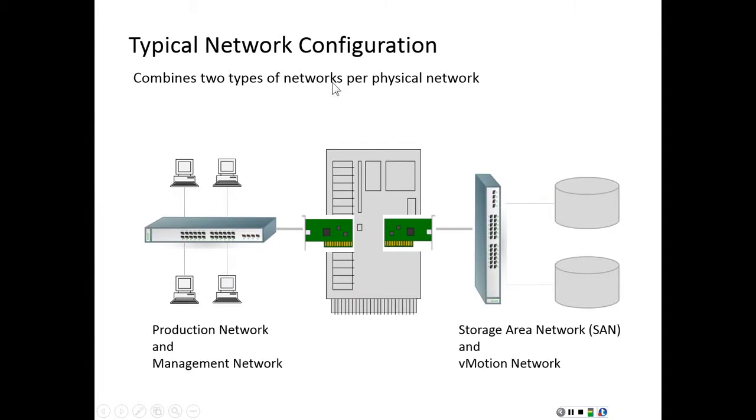So here is an example that you see in many institutions. We see the production network and the management network on the same physical network. And that kind of makes sense, because imagine you or me, the network administrator, we're standing at our workstation, and the workstation connects to the production network, and that switch connects us to the ESXi host, and we can manage it that way. And then a separate physical network might be used for the storage area network and for vMotion traffic.